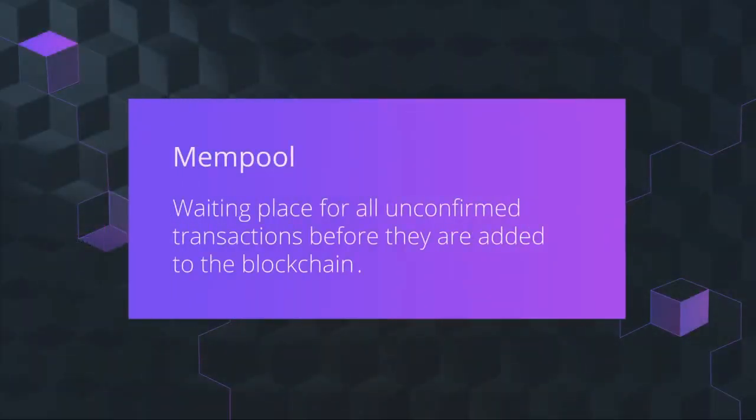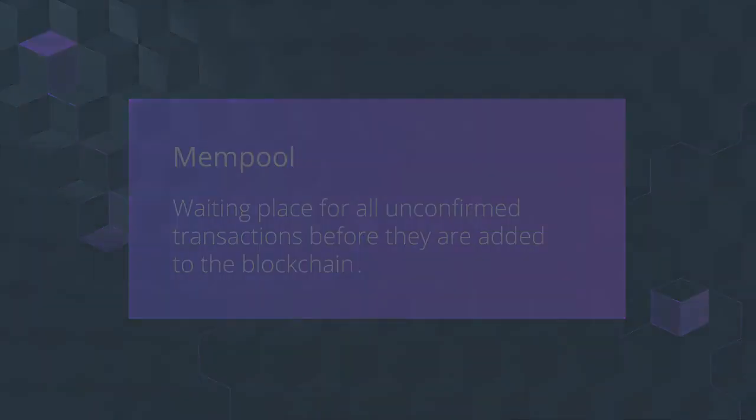The memory pool, also known as the mempool, is the waiting place for all unconfirmed transactions before they're added to the blockchain. The name comes from the fact that transactions sit in RAM memory of all the nodes in the Bitcoin network. So what does this mean?